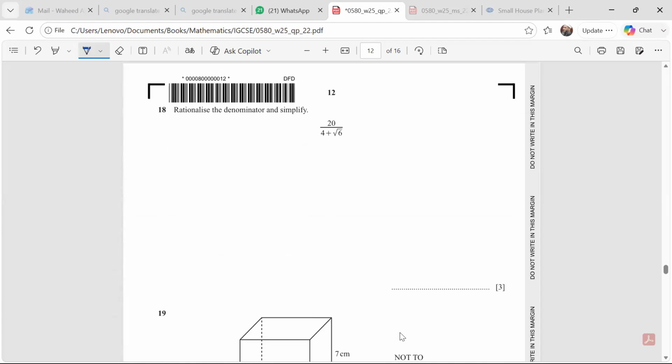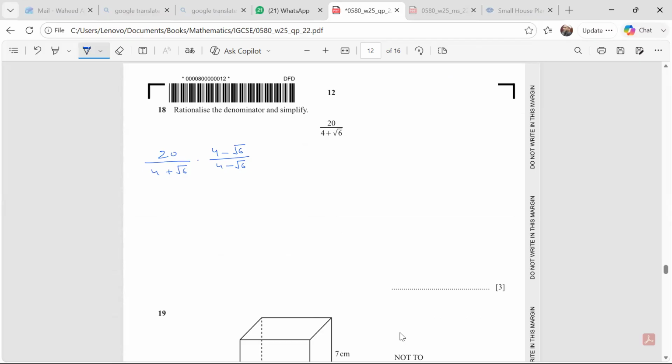Now, question number 18. Rationalize the denominator and simplify. So 20 divided by 4 plus root 6. How do we rationalize? I will multiply with 4 minus root 6 over 4 minus root 6. So basically, the denominator is the same as the numerator, so the value is 1. And I'm multiplying something with 1, so I'm not changing anything basically.